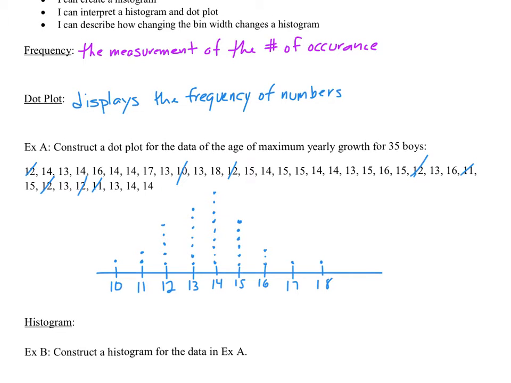Okay, so the dot plot here, it's not the fanciest graph, but it provides a good display of how it starts out kind of low. It hits its peak here at 14, and then it goes down again, right? So we can see that there's a cluster, and we could say that probably the average is somewhere between 13 and 14, right?